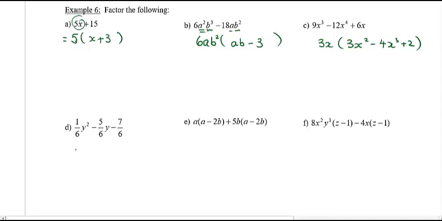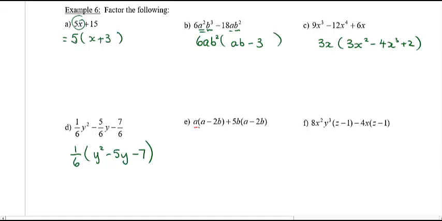I know, don't worry. Take out the 1/6. Because you get y squared. And then 5/6 divided by 1/6 just gives you 5, so 5y. And then 7/6 divided by 1/6 is just 7, so that would be fine. Now, E and F are really crazy doozy ones, so let me help you with that.